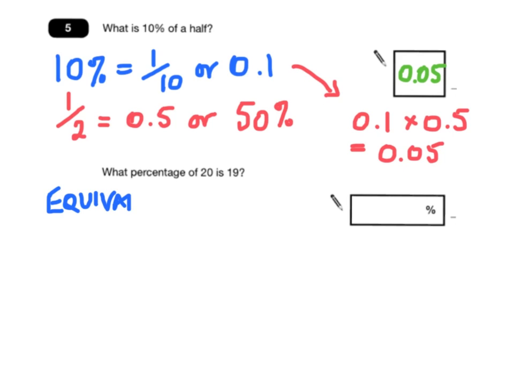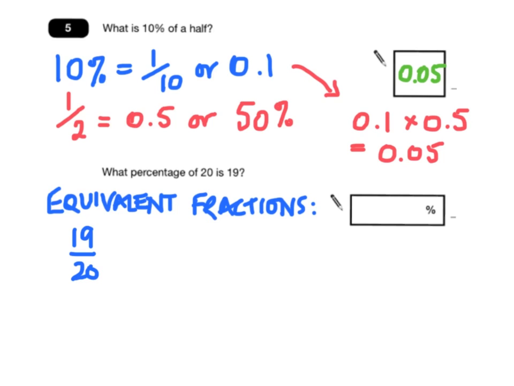Now, what percentage of 20 is 19? It's quite good here to think of equivalent fractions for 19/20ths. That's what you're being asked for. So 19/20ths, what's that in 40ths? Well, we're doubling the denominator, so that would be 38/40ths. We have to double the numerator as well.